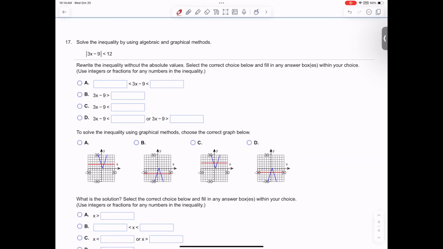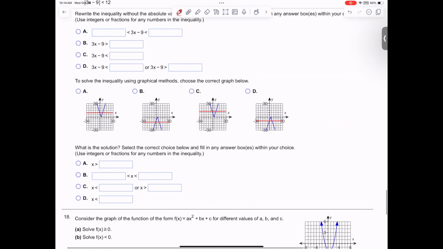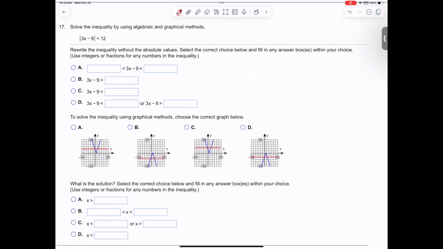We haven't done these yet. This is what we're going to finish up today. We haven't done problems 17 or 18 yet, but I am going to look at them anyway.